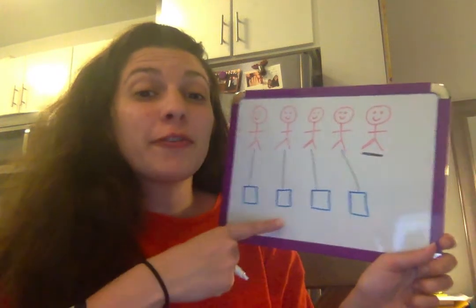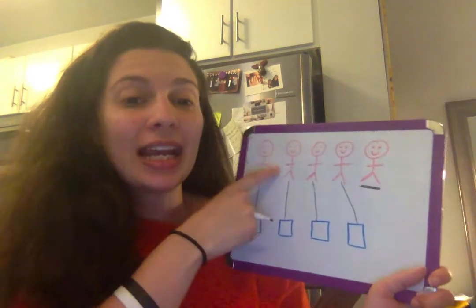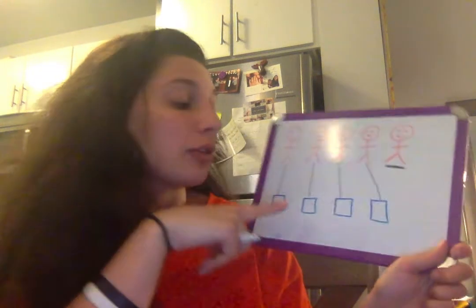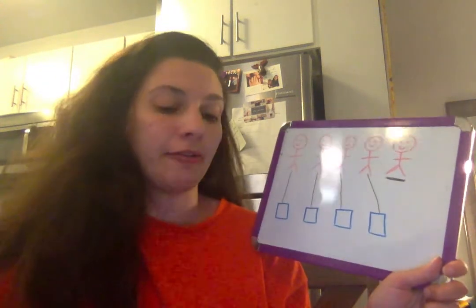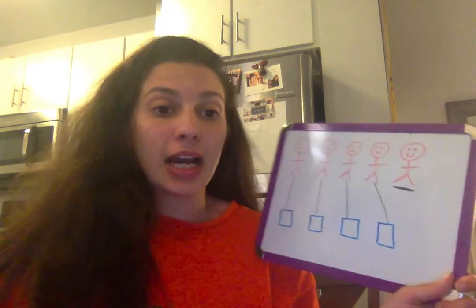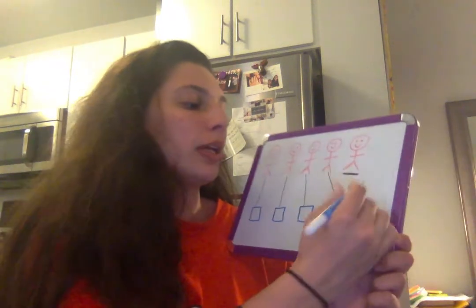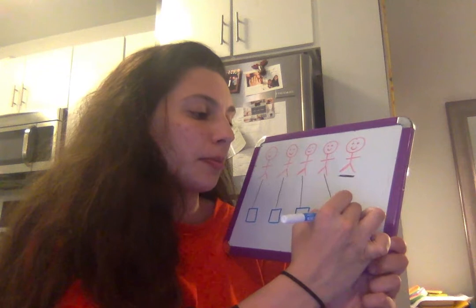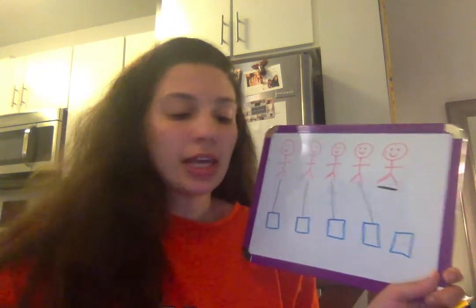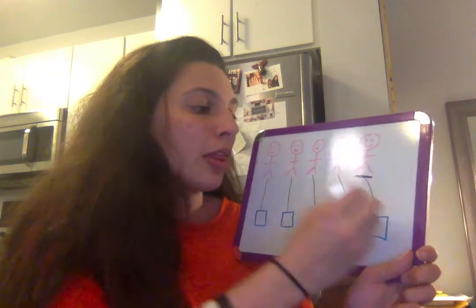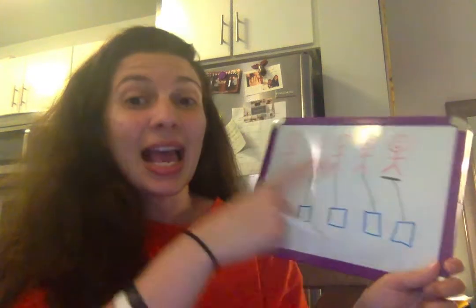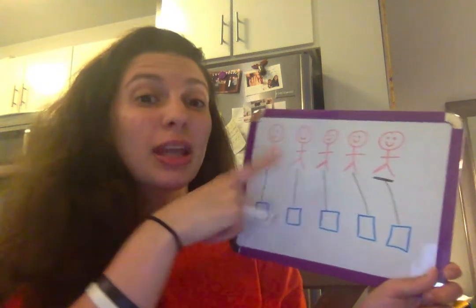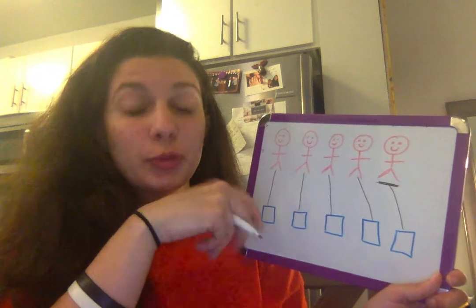So I have fewer boxes than I have friends. So I have one extra friend, so I need one more box. So if I did this, now I have the same number of boxes as I have friends. So the numbers are the same. So I have enough.